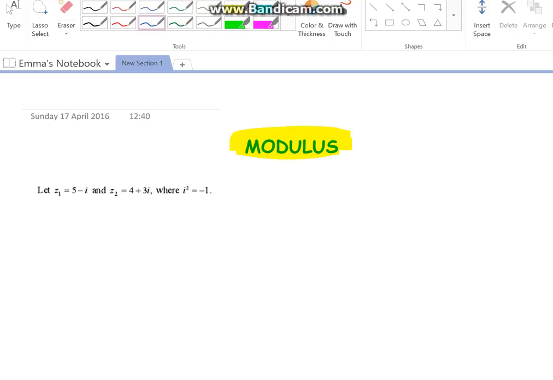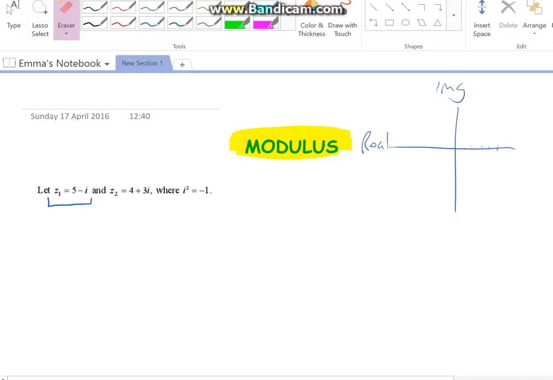So if we have our Argand diagram, so it's like our axis, and our imaginary numbers are here and our real numbers go across the x-axis. And we plot a point. So for the sake of explaining this, we're going to use z1. So we know that z1 is 5 minus i. So we go to 5 on the real axis, 3, 4, about here we'll say, and minus 1 on the imaginary axis. So we're going to just plot our point somewhere like here.